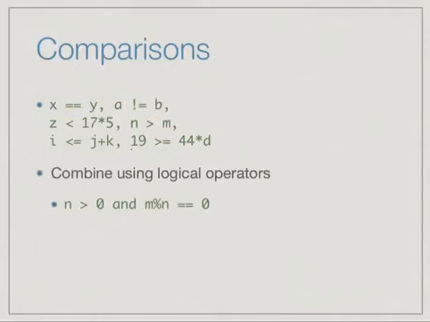And the usual thing we will do is combine these. So we might want to check if the remainder when m is divided by n is 0, provided n is not 0. So if you say n is greater than 0 and this, it will require n to be a number bigger than 0 and the remainder of m divided by n to be equal to 0. So this says m is a multiple of n and n is not 0.